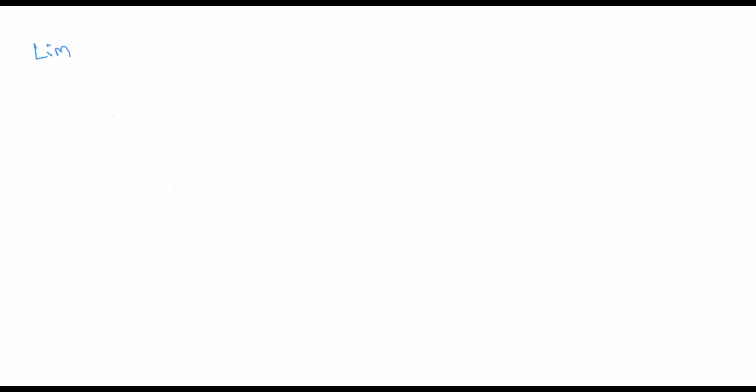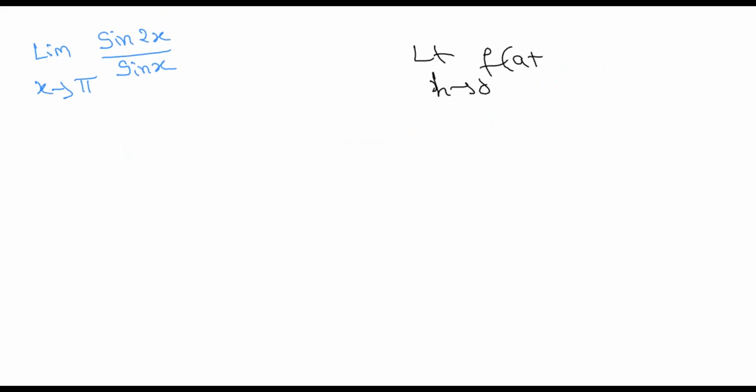Let's suppose this one. Limit x tending to pi of sin 2x by sin x. It is not x tending to 0, all right? So the same thing as I told before, you just have to take limit of h tending to 0, f of a plus h. Here a is nothing but pi, the value that they give. So it directly converts to limit h tending to 0, not x tending to 0.